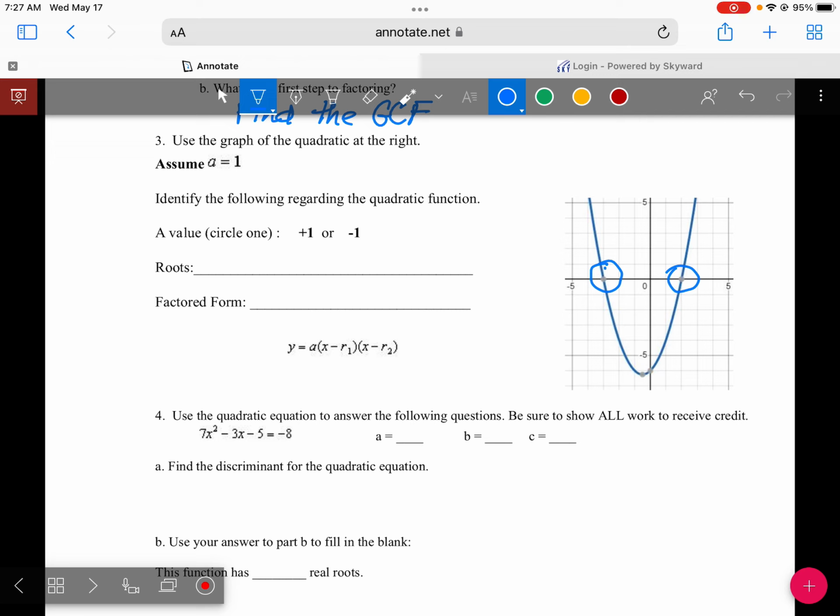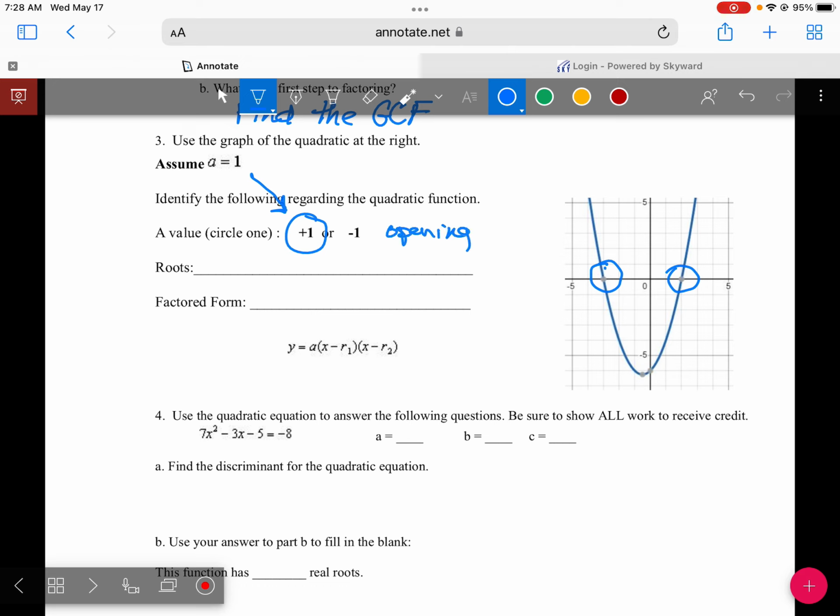But use the graph of the quadratic at the right. Assume a is equal to 1. A is the coefficient out front. And if it's positive, it's going to be concave up. It's going to open upward. If a is negative, it's going to open downward. Okay? So what is my a value? Is it positive 1 or negative 1? Positive. They just told us, yes. It is a positive 1, and as you look at it, it is opening upward.